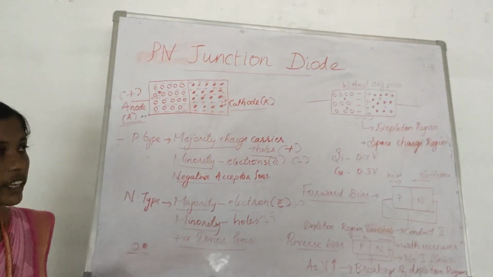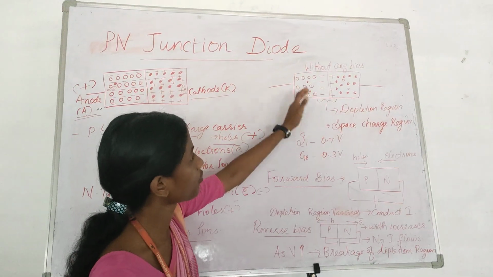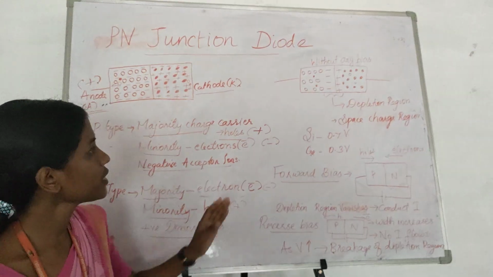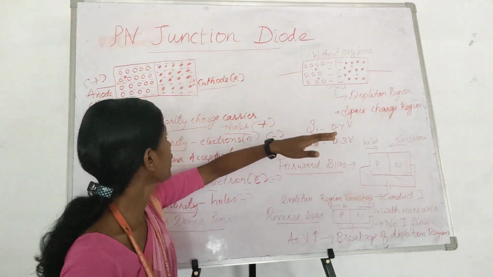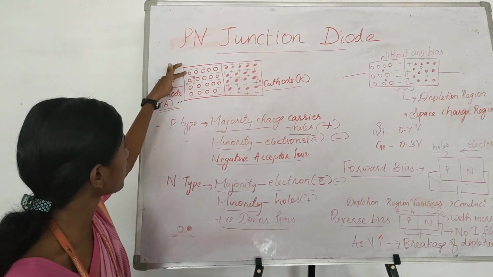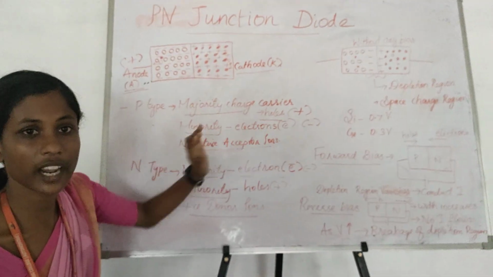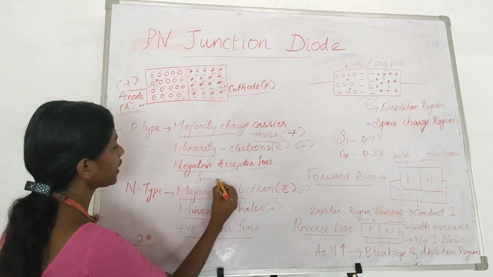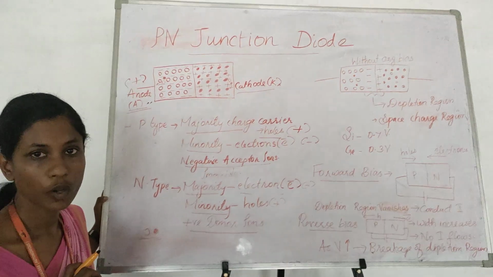Now we are going to discuss the structure of a PN junction when no external bias, or no external voltage, is given. That means one P-type material and one N-type material. Also we know the structure. P-type means holes are there, and also negative acceptor ions. The property of the negative acceptor ions is that they are immobile in nature, meaning they are not able to move.